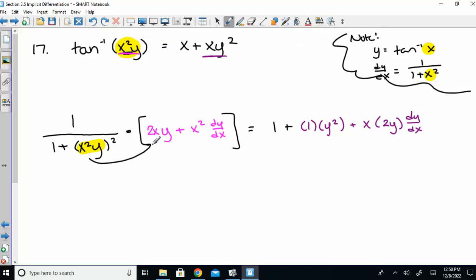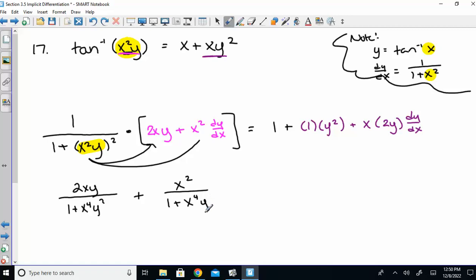Algebra wise, this one is kind of ugly. So let's go through, we're going to distribute. So we have 2xy over 1 plus, can I go ahead and make this x to the 4th y squared? If I distribute it to this, it gives me an x squared over 1 plus x to the 4th y squared dy dx.